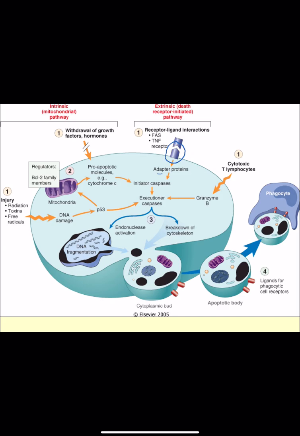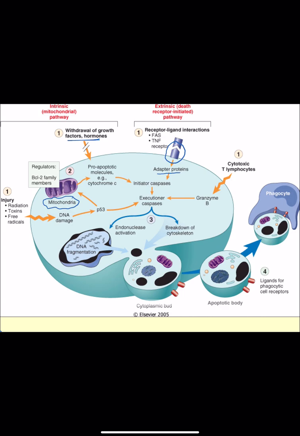Now, when it comes to the withdrawal of growth factors and hormones, that has to go through the mitochondria and through the nucleus, because as I mentioned to you, that's going to result in the switching of the balance in the BCL2 family of genes towards apoptosis versus anti-apoptosis, resulting in increased permeability of the mitochondria that will initiate the process.